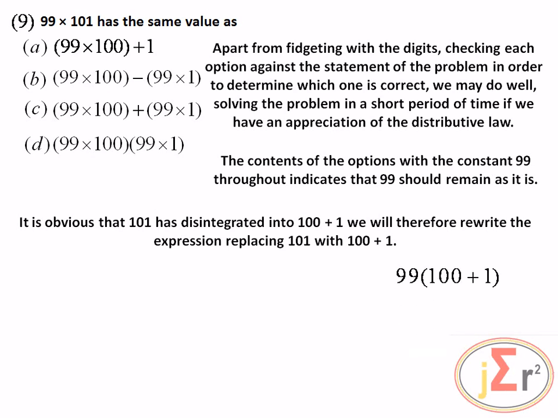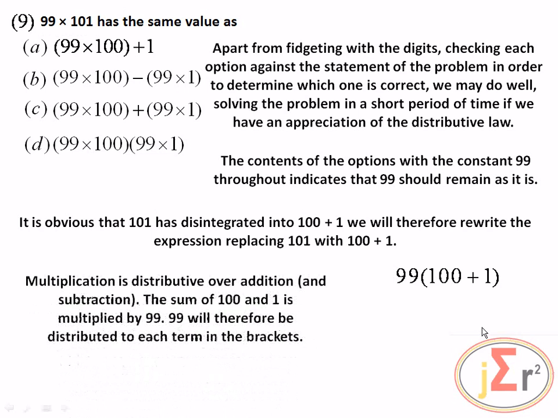So there we have the 99, the never changing 99, with 100 plus 1. And what do we have here? That 99 is being multiplied by 101. So 99 is being multiplied by 100 plus 1. Multiplication is distributive over addition and subtraction. The sum of 101 is multiplied by 99. 99 will therefore be distributed to each term in the brackets.